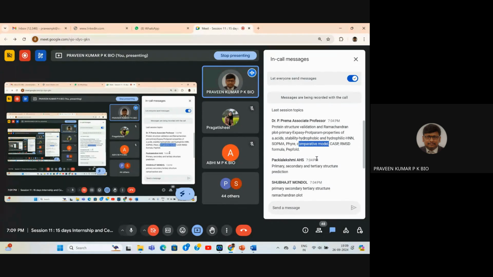And if you see CASP, the Critical Assessment of Structure Prediction, it also assesses the quality of a protein. So whatever protein structure we predict, we can use a tool called CASP to assess the quality. And we also discussed something about PEPFold. PEPFold is the server used for predicting the structure of a peptide.